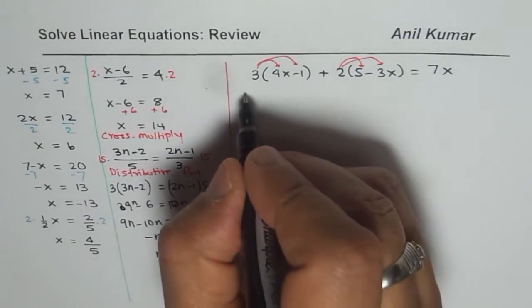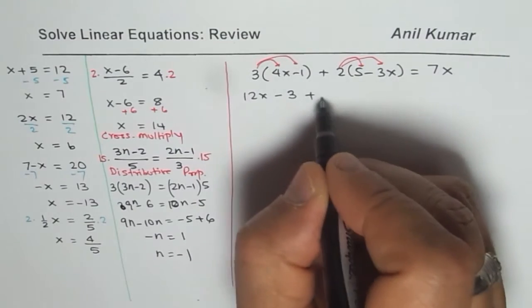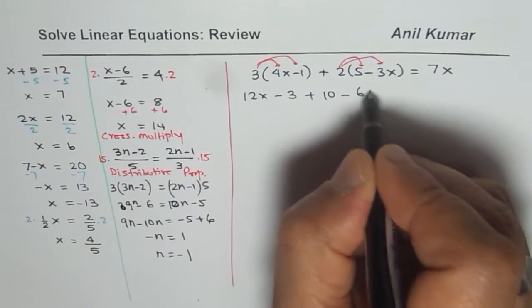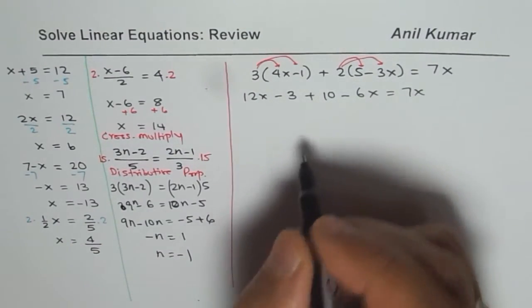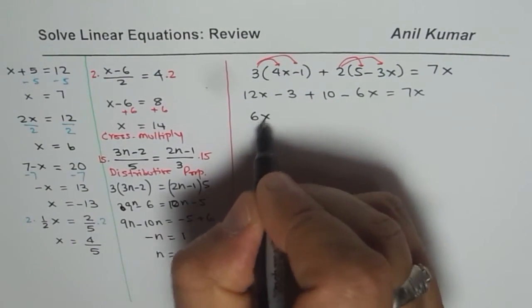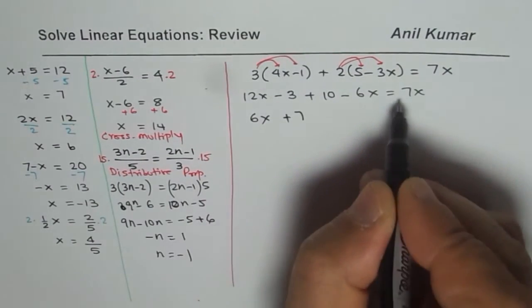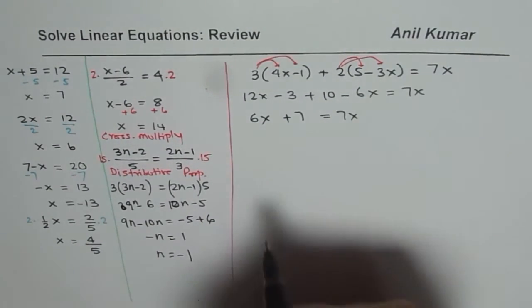3 times 4 is 12, so we get 12x, minus 3 times 1, which is 3, plus 2 times 5 is 10, minus 6x equals 7x. Combine the like terms. 12x minus 6x will give us 6x, minus 3 plus 10 gives us plus 7, and we have equals 7x on the right side.